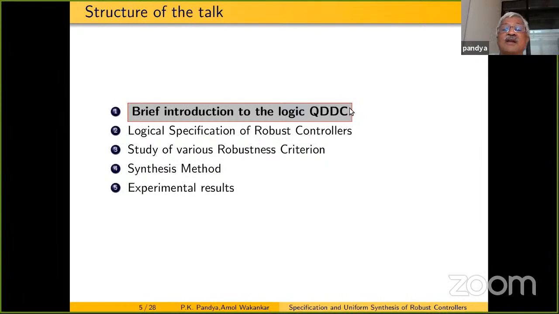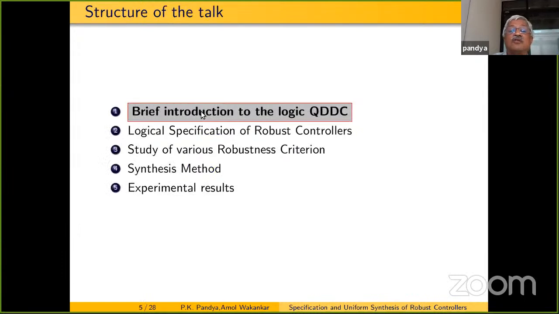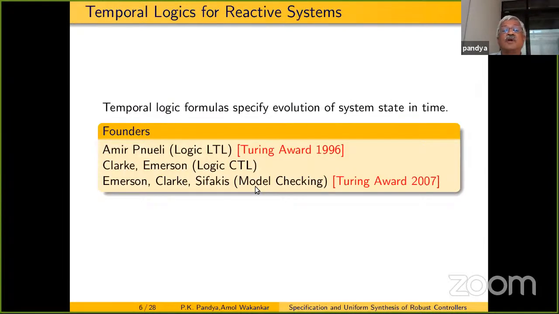Now I have a long journey and I'll try to be more conceptual than technical in the talk. It's late in the program. I'll give you a brief introduction to our logic QDDC, in which we specify the assumptions, the commitment, and the robustness criterion: three formulae in the robustness specification. Then I'll give you the exact logical specification of a robust controller and what it means. Then I'll give you a repertoire of different robustness criteria, at least some samples of what can be stated. Then maybe, if there's time, we will go into the synthesis method. Then I'll show you some experimental results. Okay, so we have a long journey.